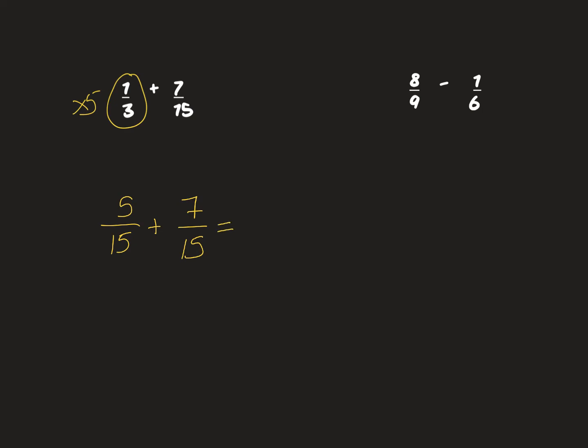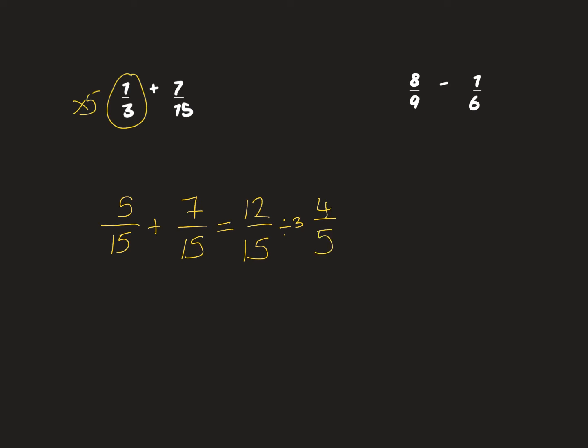So 5 15ths plus 7 15ths makes a total of 12 15ths. 7 plus 5 is 12, and it's out of 15. That can be simplified, so both of those would divide by 3. 12 divided by 3 is 4. 15 divided by 3 is 5. So my final answer would be 4/5.